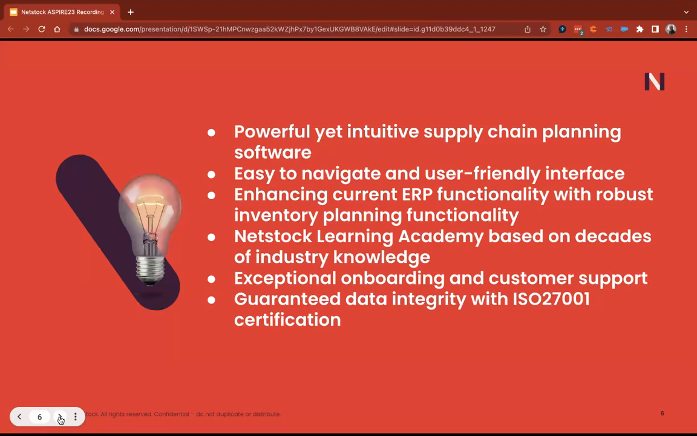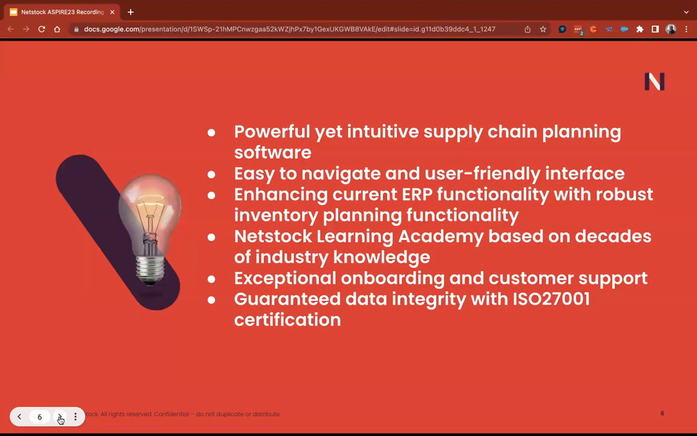And then also data integrity. One of the biggest things right now is data security. We are ISO certified for data security and audited on a regular basis to ensure that we can keep that ISO standard going and make sure that customers' data is as safe as possible.